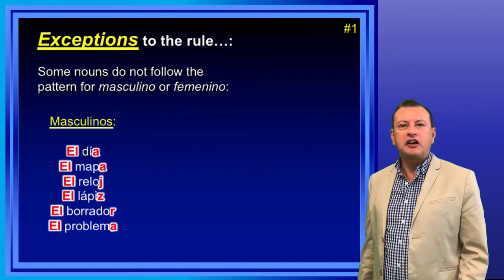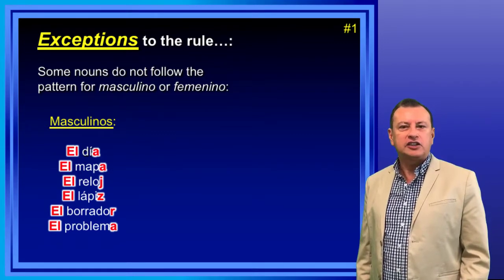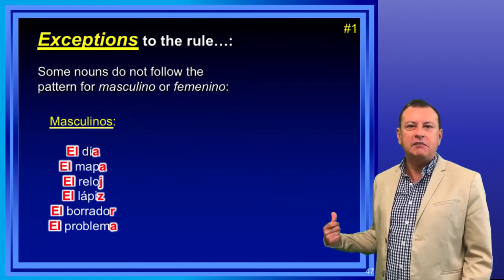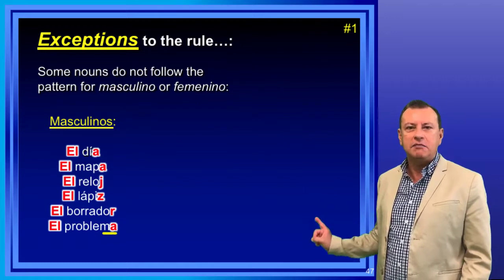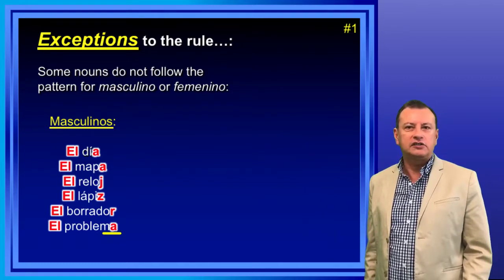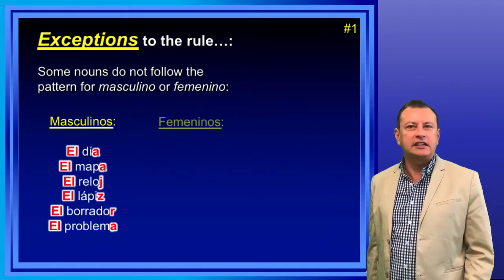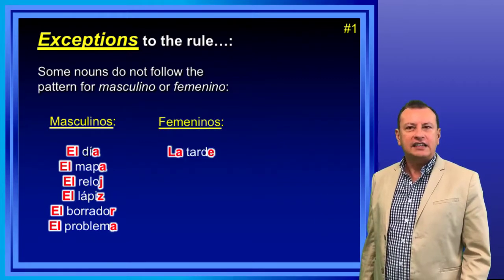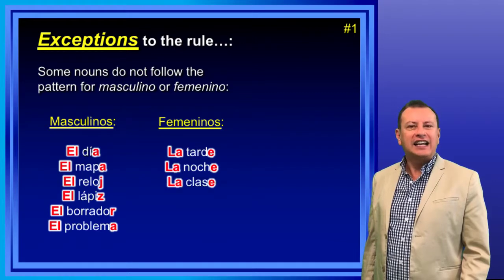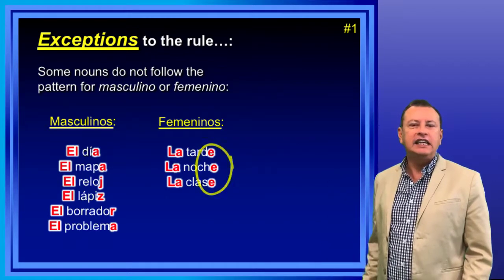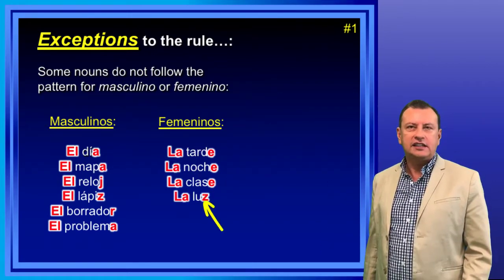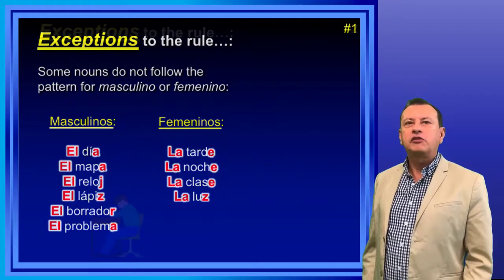Problema is one of the most common nouns in Spanish to be mistaken because it ends in ma. So every time you have a word ending in ma, make sure that you are going to use the masculine article. Let's take a look at some of the feminine nouns that are irregular. La tarde, la noche, la clase, all of them end in e, and then we have la luz ending in z.